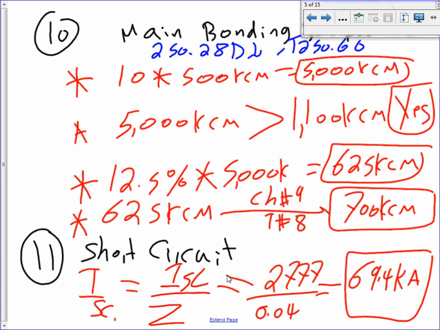Now, when I size the interrupting rating of my fuse, it has to be able to handle 69.4 kiloamp or higher. So my next standard most likely will be 85,000 amp. If your fuse is incapable of handling the 69, it will explode. That's it. So that's a major part when you size your fuse.